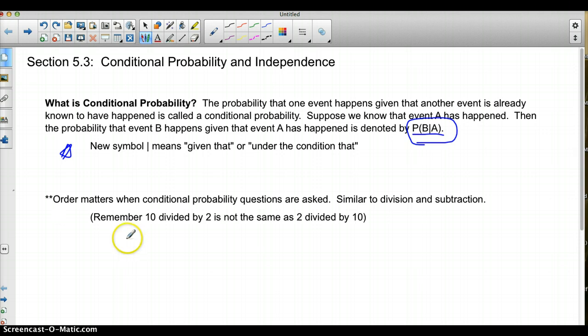Just like with division and subtraction, here I have an example that 10 divided by 2, which is 5, is not the same as 2 divided by 10, which is 1/5. Also think about when you have 5 minus 3, it's not the same as saying 3 minus 5. So when we start looking at examples on the next screen, you're going to see what exactly that means, where the event order does matter with how you're writing it.